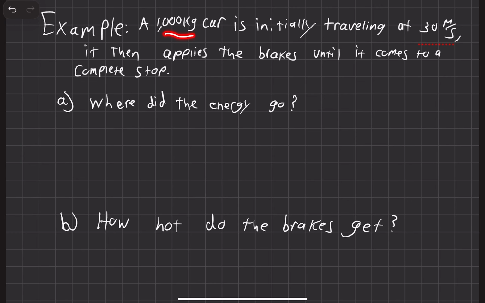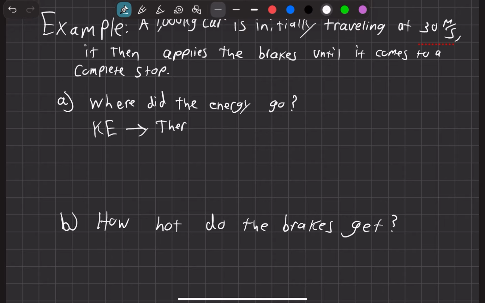This one: a 1,000 kilogram car is initially traveling at 30 meters per second. It then applies the brakes until it comes to a complete stop. The first question we want to ask ourselves conceptually is, where did the energy go? If the conservation of energy can be applied in this equation, then no energy can be destroyed or created. It can only be turned from one form of energy into another form. So what form of energy gets created? Well, not sure if you know this, but when cars apply the brakes, they actually get extremely hot. So in this case, kinetic energy is going to be transferred into thermal energy.